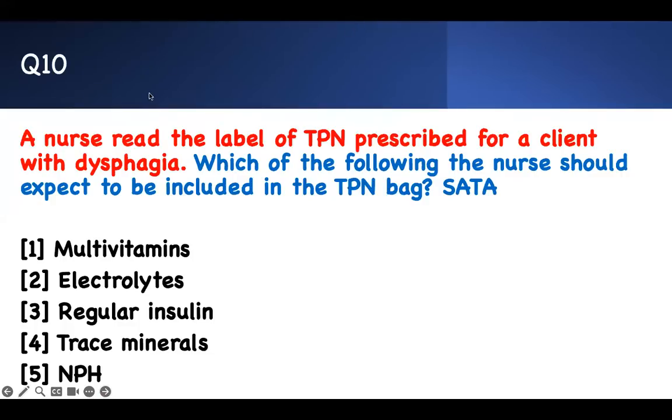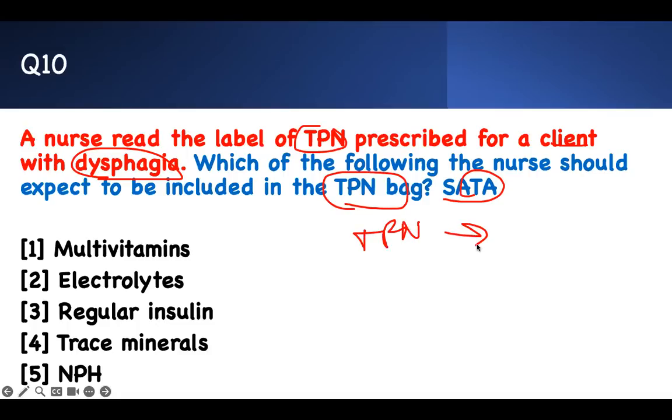Number 10, select or apply. Let's read the label of a TPN prescribed for a client with dysphagia. Which of the following would the nurse expect to be included in the TPN bag? Straightforward. What do you see in the TPN? That's what the question is asking. So we have a patient, we need a TPN. I'll look at it and say, what should I expect? TPN should have vitamins in it to provide to the patient because they're not eating. We get our vitamins from diet, so they don't eat it. You're going to get the electrolytes from the TPN. That's where they're going to get it from. They're going to get their trace minerals from that.